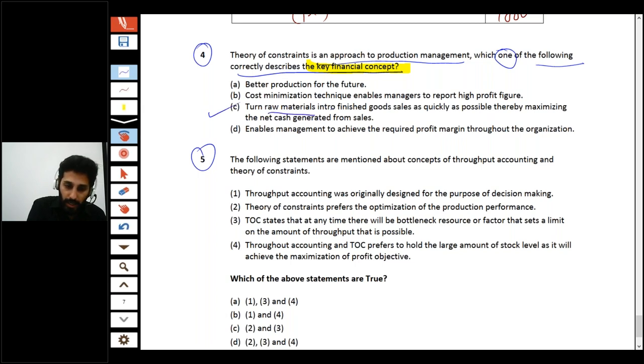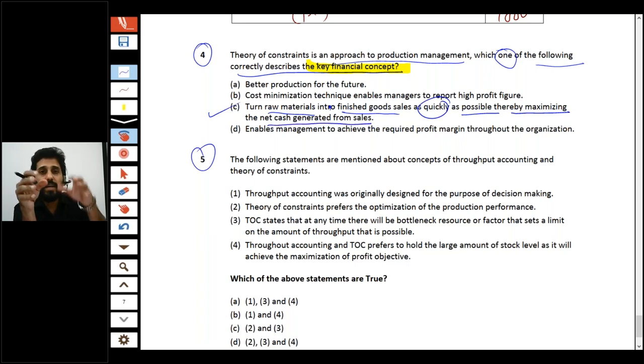Turn raw material into finished goods as quickly as possible, thereby maximizing the net cash generated from sales. Because when you are able to quickly turn raw material into finished goods, you will be able to sell it as quickly as possible, maximizing the net cash generated from sales. So C is the key financial concept: sell the product as much as possible, as soon as possible.